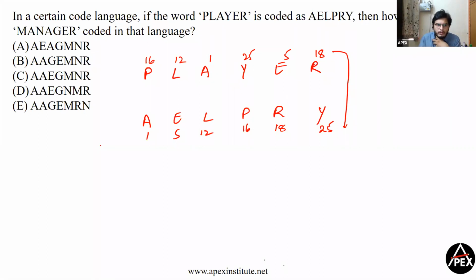So we have to do the same for manager. So it will start with A, 2 A's, okay. Then it will be E, then it will be G, M, N, and last R. So A, E, G, M, and R. Do we have this in options? Yeah, option C. So option C should be the right answer. Okay, so that's the logic here, guys. Clear? Yeah, moving ahead.